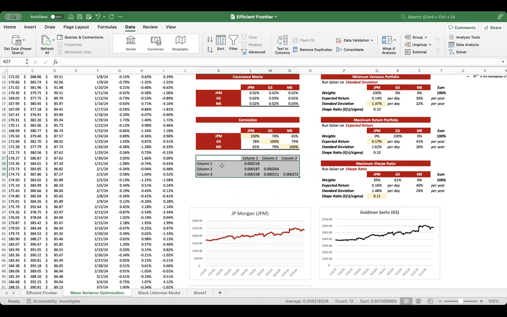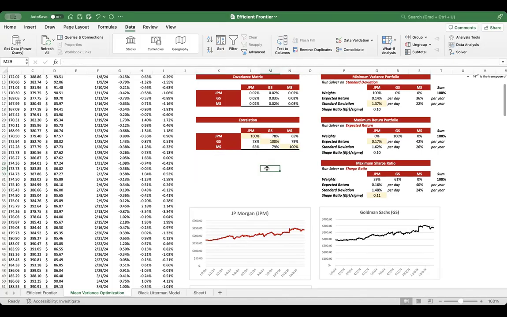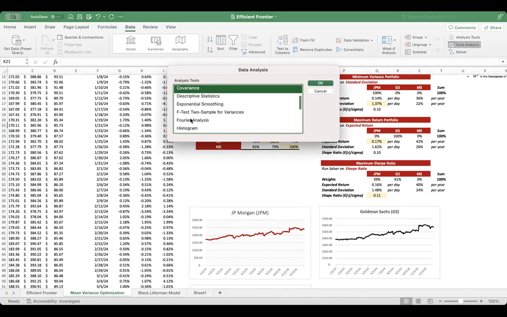So what I have to do is go on to data, and then click on data analysis. That's it. This will give me the covariance matrix. Similarly, to look for the correlation matrix, I'll go to data analysis, and here I'll write correlation.